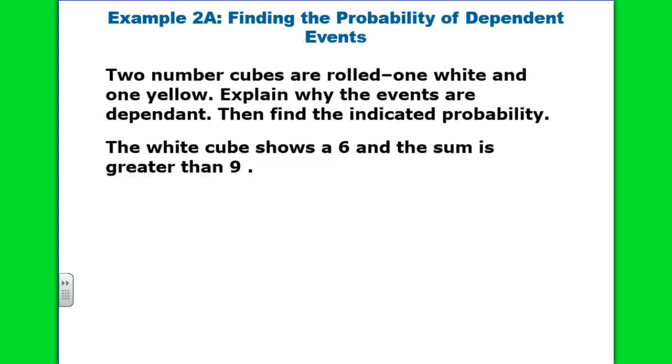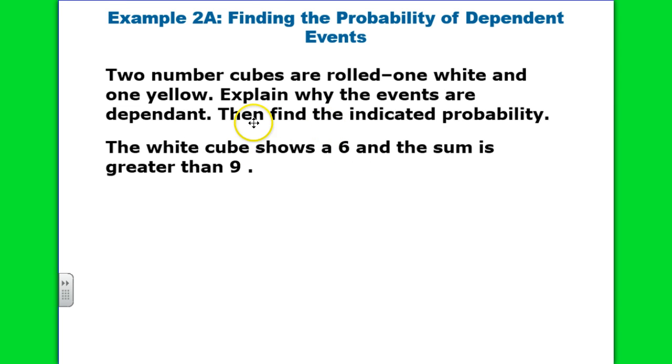So 2 numbers are rolled, 1 white and 1 yellow. Oh, this goes back to that description, I guess. Explain why the events are dependent. Then find the indicated probability. Okay, so if the white cube shows a 6. I didn't have a 6 on it. Let me see. Okay, so we said that these are just standard dice.